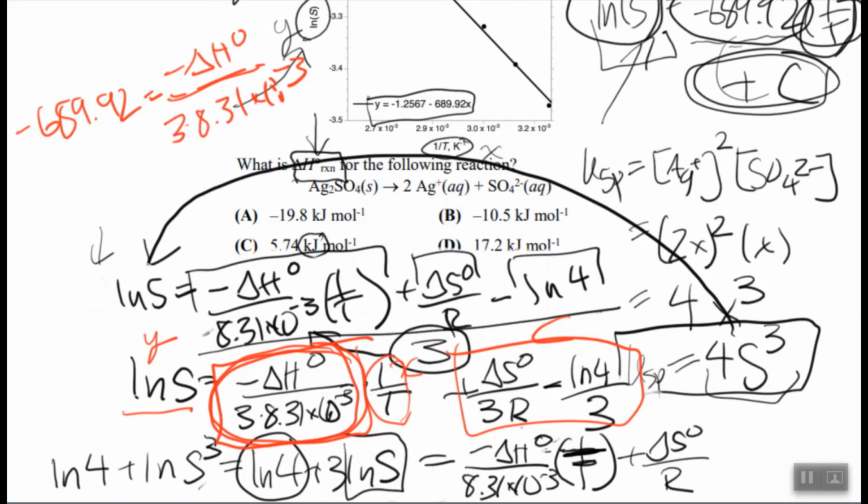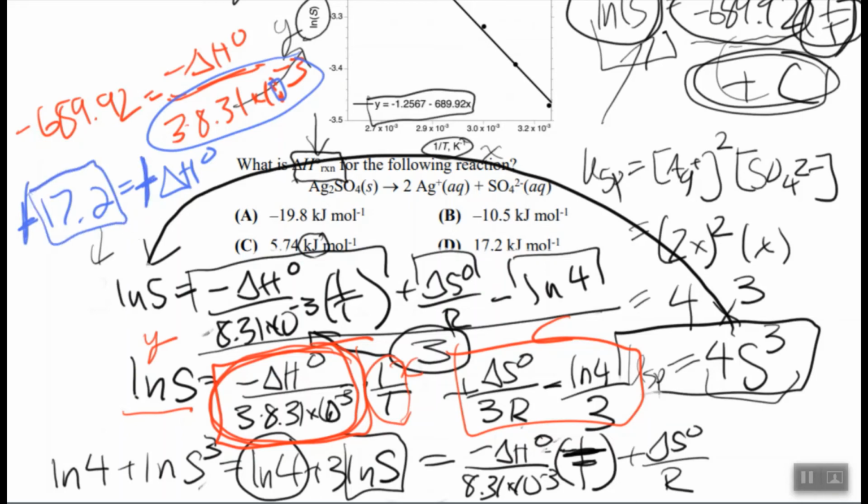Now, in a different color, I'm going to solve this. I would first try to multiply both sides so that this cancels out. So, negative 689.92 times 3 times 8.31 times 10 to the negative 3. And I get that negative 17.2 is equal to the negative of the delta H naught. Well, if we divide both sides by negative 1, the negatives cancel out, and we're left with 17.2, which is in kilojoules per mole of reaction, by the way, and is equal to delta H.